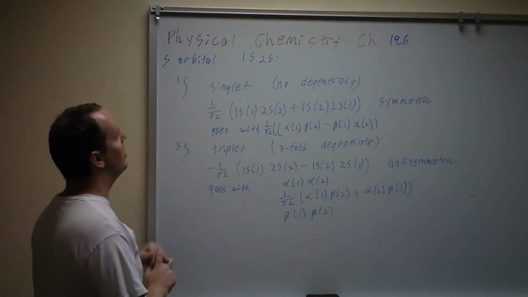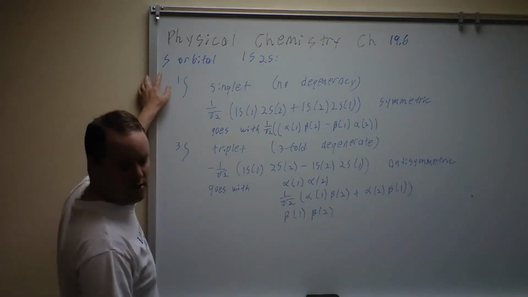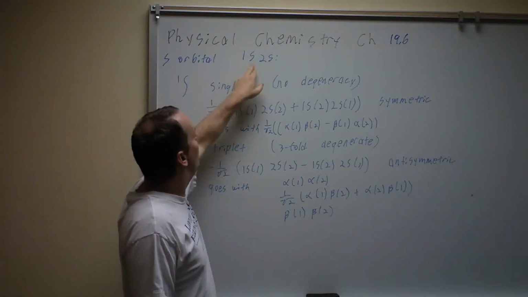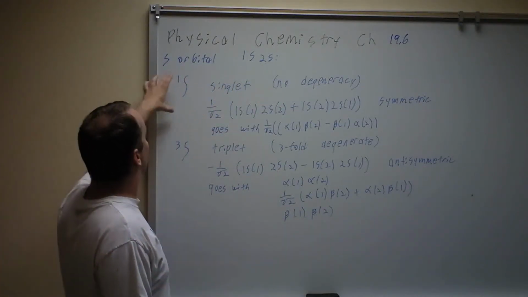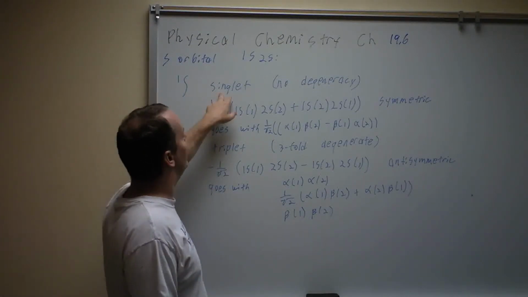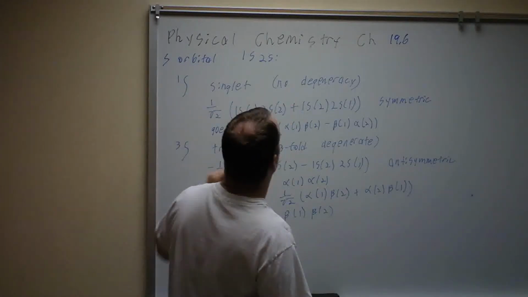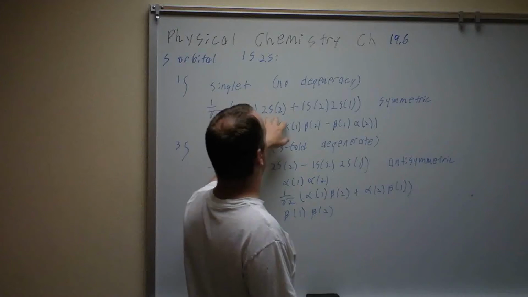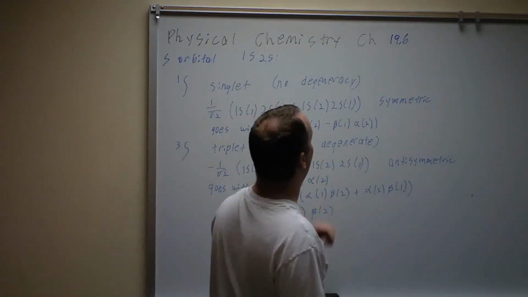Continuing on physical chemistry, chapter 19, section 6. Now we're talking about the s orbital. We have the 1s, 2s orbital. So there are 2 possibilities for this. We can have the 1S, which is the singlet state, which means there's no degeneracy. And that's 1 over the square root of 2 times 1s1, 2s2 plus 1s2, 2s1.